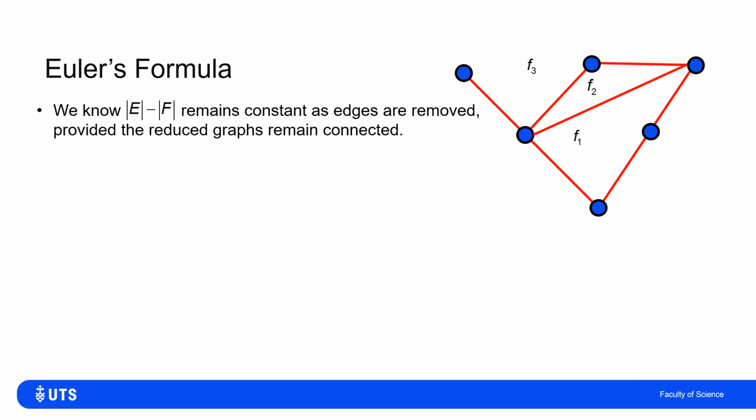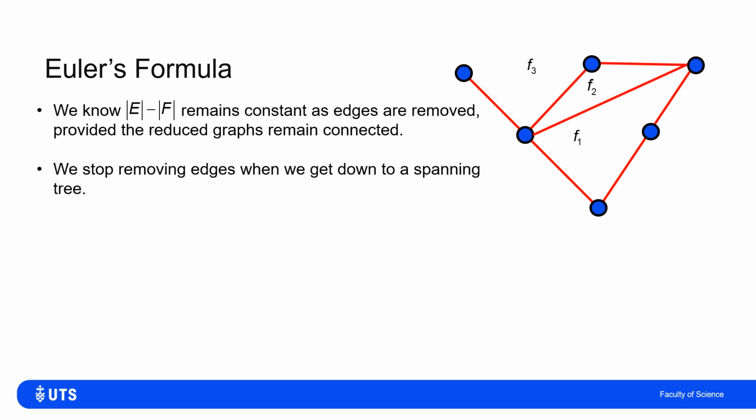So if the size of E minus the size of F remains constant as edges are removed, then all I have to do is keep removing edges until I get back to a tree, and then count up the number of vertices, edges, and faces.